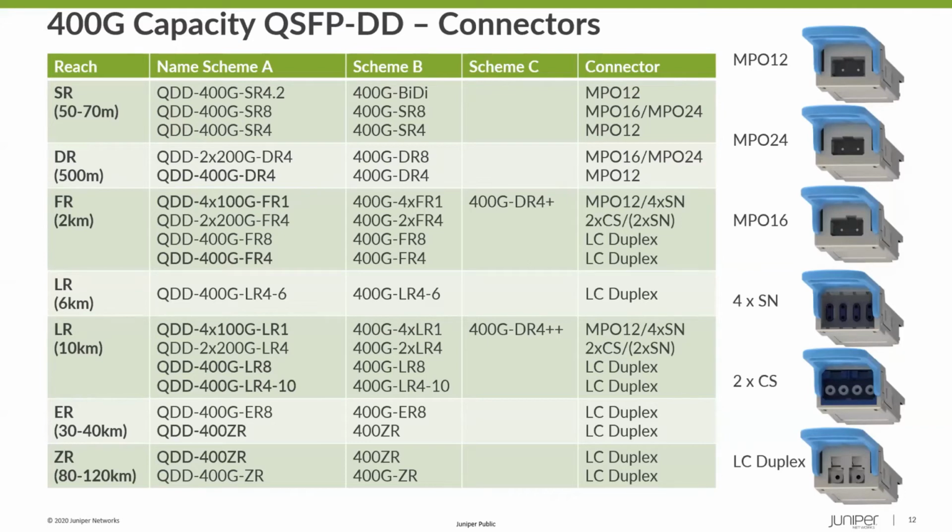So that's especially in this DR4 plus. So forked by SN. There's also another connector known as MDC, but its adoption is very weak, so I haven't included it here. There's also the 2x CS connector that's used for breakout to 2 ports of duplex single mode. And at the bottom, of course, is our favorite LC duplex.